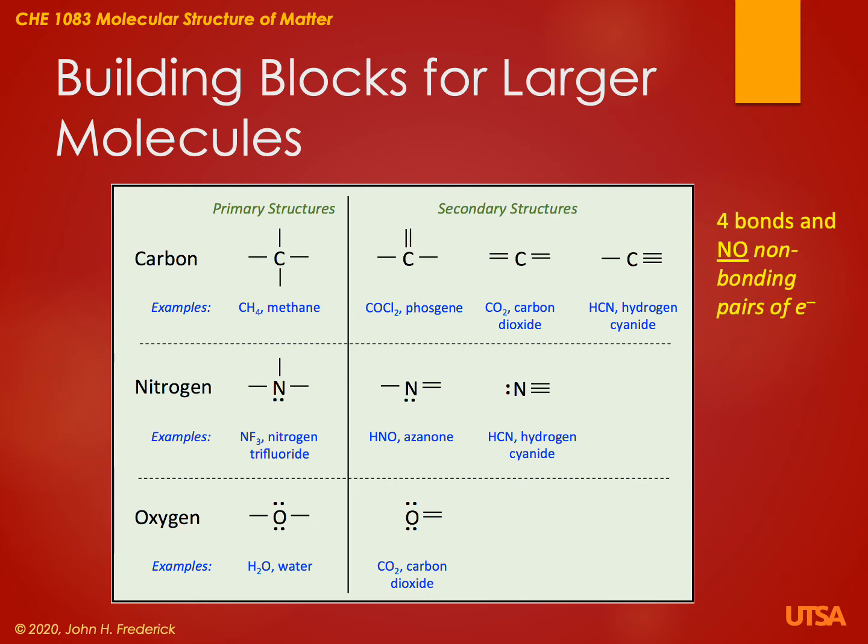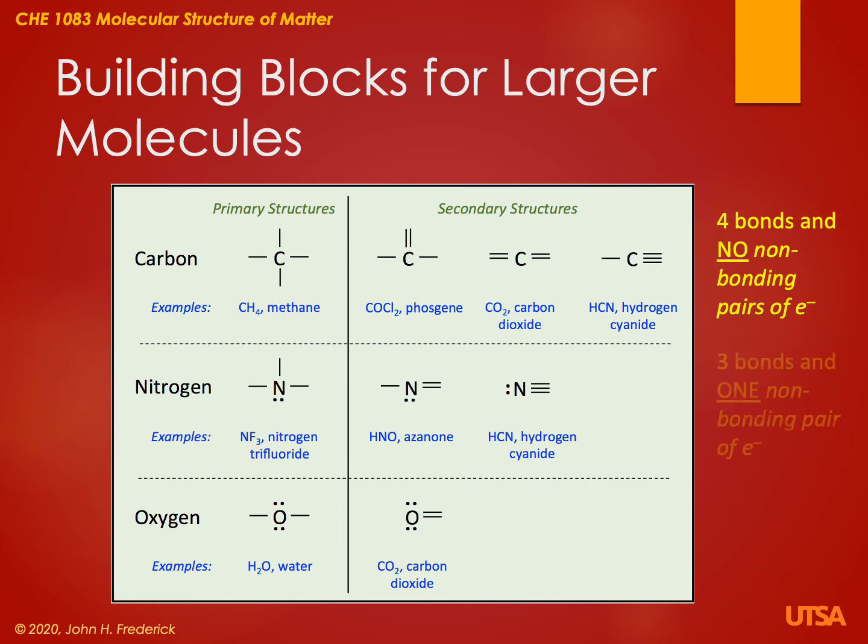Now you'll notice that all of these represent variations where carbon has 4 bonds and it has no non-bonding pairs of electrons. Carbon typically does not have a non-bonding pair of electrons in any of its stable molecular structures. Now I'm going to refer to the one with carbon with 4 single bonds, 4 sigma bonds around it, as a primary structure, whereas all of these varieties where carbon is engaged in a multiple bond as secondary structures.